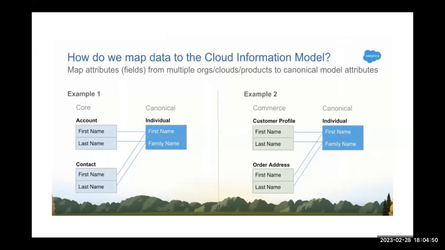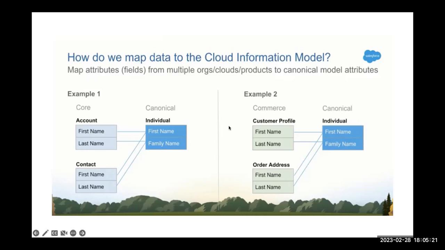So if you look at an account, a simple example: we have an account, we have a contact, and we are targeting to bring account and contact data into one single canonical individual data model. Because I don't want to take all of this, I want to take the first name and use the last name to map it to my family name. At the same time, I have a system called commerce, with a customer profile, first name, last name, and order address with first name, last name. I'm going to design one individual mapping to bring the source data into a CIM model, which is first name and family name.